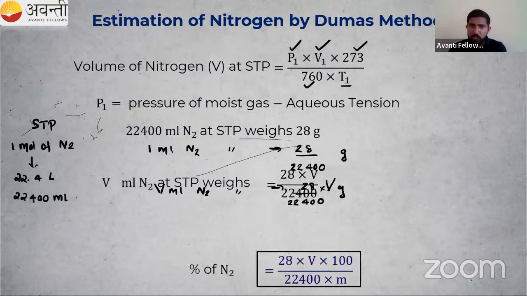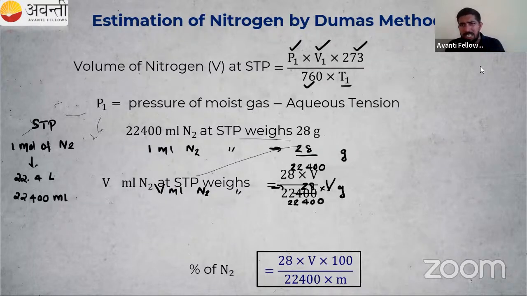Then the final equation, percentage of nitrogen, is 28 divided by 22,400, then V in the numerator and m in the denominator, into 100. Is that clear to you? This Dumas method, you have to go through the NCERT once more. It is very important. At least you should know the final equation for percentage of nitrogen.